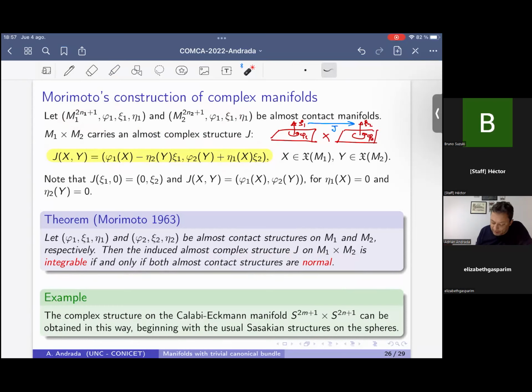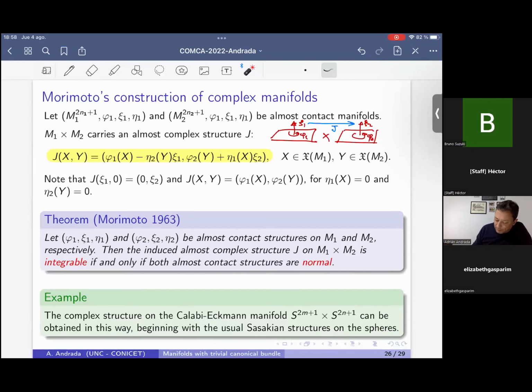So here, using that, the example is that it is already known that the odd dimensional spheres with the round metrics admit the Sasakian structure. In particular, Sasakian is normal. So when you take the product of these two manifolds, then you can construct an almost complex structure in this way, and this complex structure will be integrable because both of them are normal. That is not the way the complex structure there was discovered. Calabi-Eckmann did it before. This is a generalization made by Morimoto.